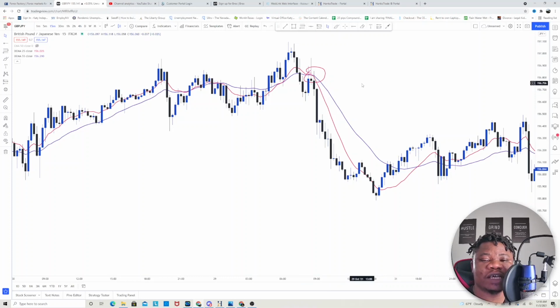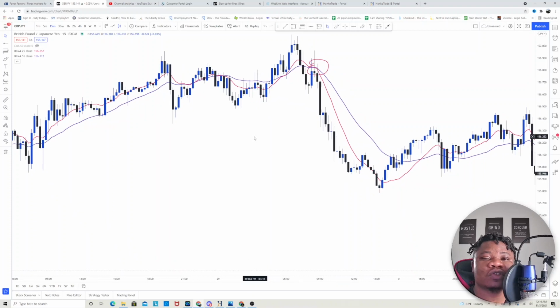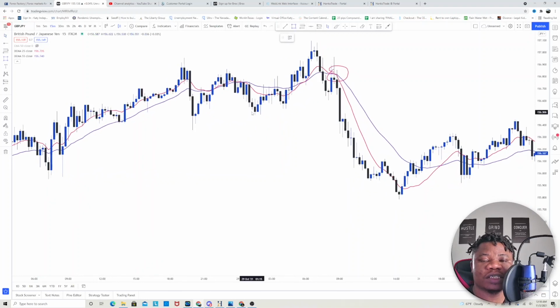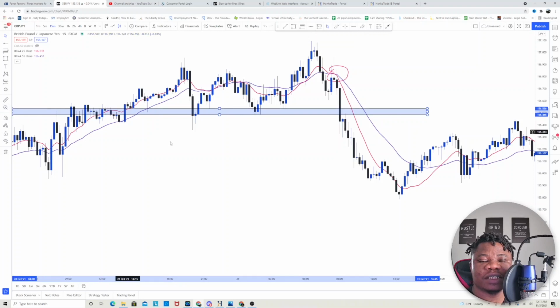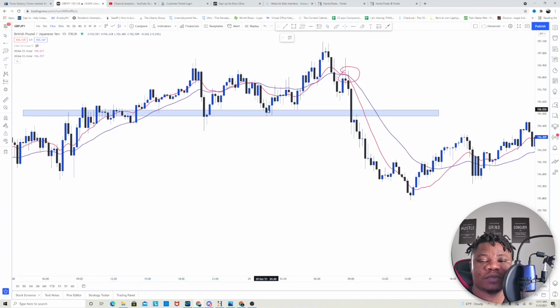Now once we have that confirmation, we need to make sure that our support zone has to be below the indicators, meaning we need to look for our low. So we have a low here. This is our low here before price rejected. This is our low right over there, meaning that's our support zone right over here.